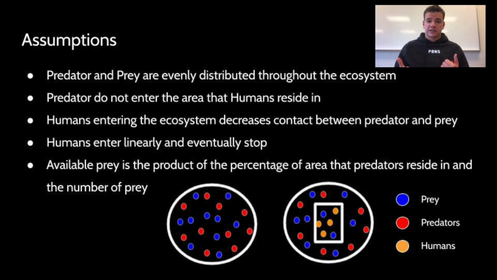We then also make an assumption that predators are not entering the area that humans reside in, while prey is allowed to roam around the humans' area. This should decrease the contact between predators and prey. Finally, the available prey is the product of the percentage of area that predators reside in and the number of prey.